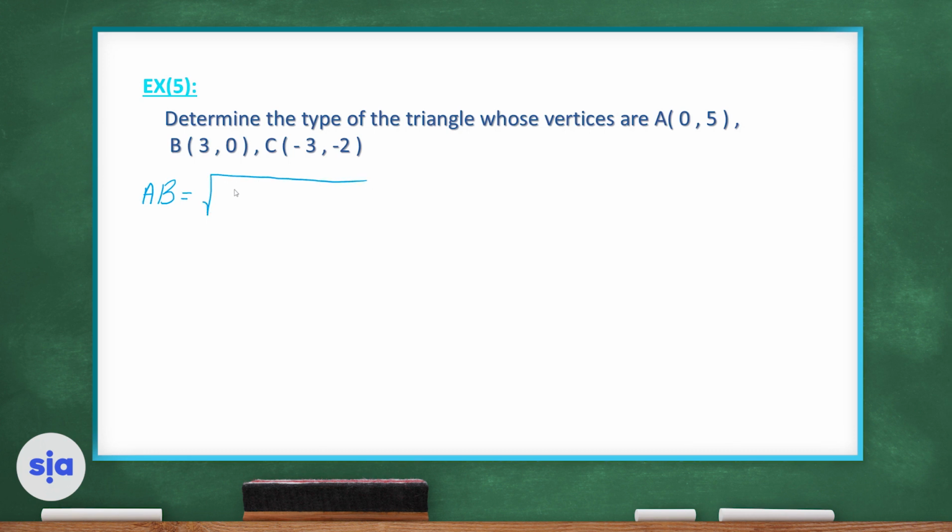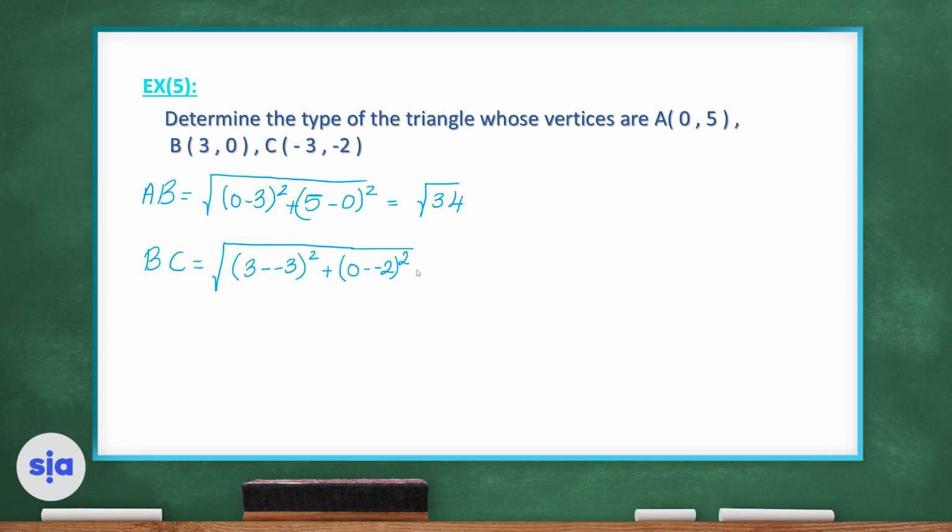square root of 0 minus 3 all squared plus 5 minus 0 all squared. This one will be equal to square root of 34. If you get the length of BC, it is square root of 3 minus negative 3 all squared plus 0 minus negative 2 all squared, which is equal to square root of 40.